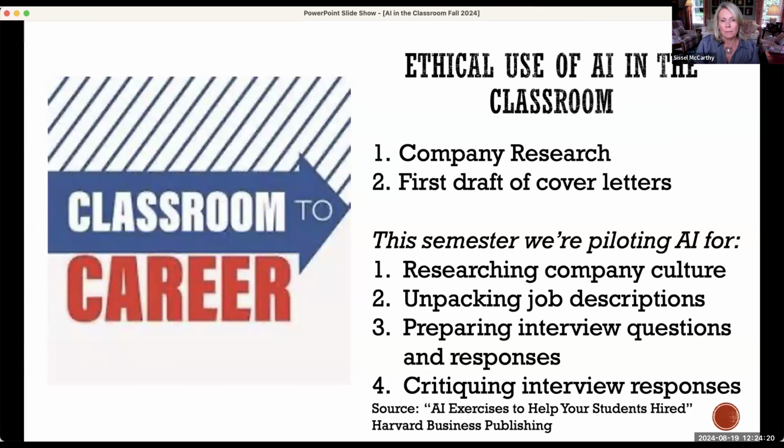We're also going to be using it to unpack job descriptions. That means taking the language used in the posting and asking AI what personality traits would be associated with them. And finally, we'll be using it to prepare interview questions and responses and then critique those responses. Recruiters are using AI for questions, so why not have students use it as well and use it to critique their responses? And this was a whole study done by Harvard and was very helpful and very successful in preparing students for the job market.